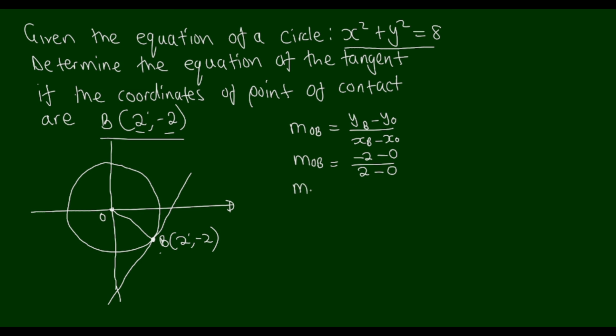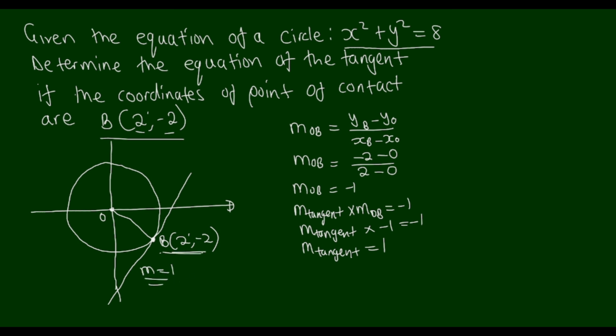And then what do you get? The gradient of OB is equal to -1. The gradient of the tangent is going to be the negative reciprocal of -1, which is 1. Or you can say the gradient of the tangent times the gradient of the radius, which is OB, is equal to -1. So the gradient of the tangent times -1 is equal to -1. Then divide by -1 on both sides of the equation. You find that the gradient of the tangent is equal to 1. Now we have the gradient of the tangent, so m is equal to 1.